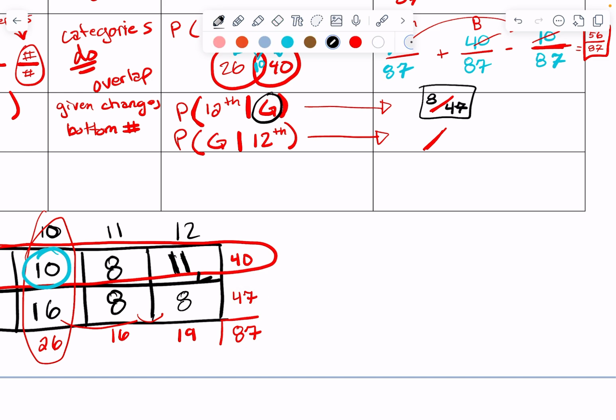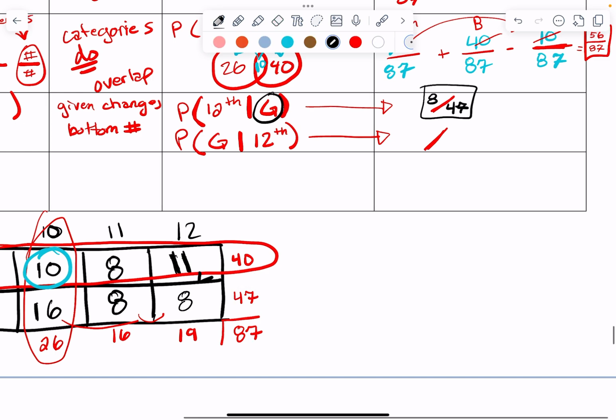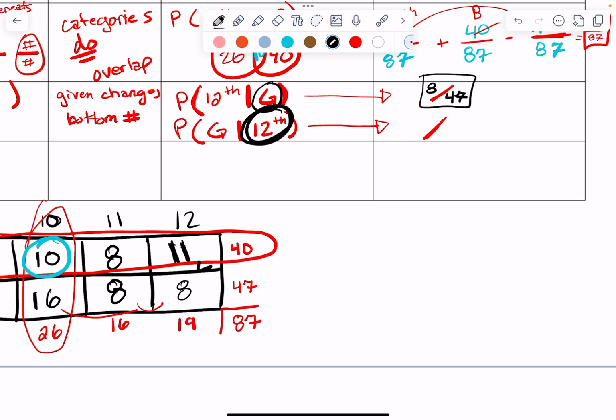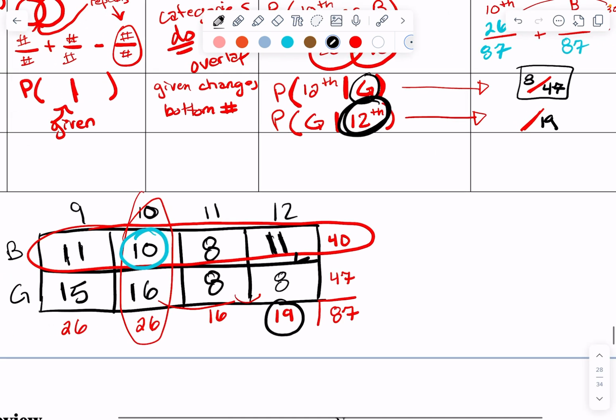Okay, all right. Let me erase some stuff, sorry. Okay, now if I flip it around, now I'm not looking at all 87, I'm only looking at the 12th graders. That's my new bottom number, so my 12th graders are 19. Okay, now how many of those are girls?